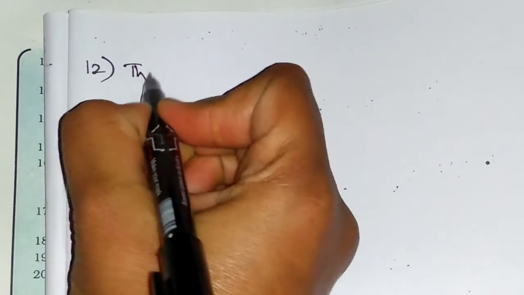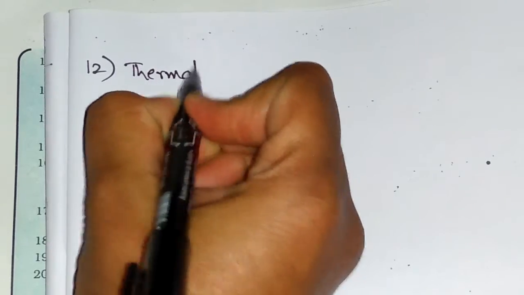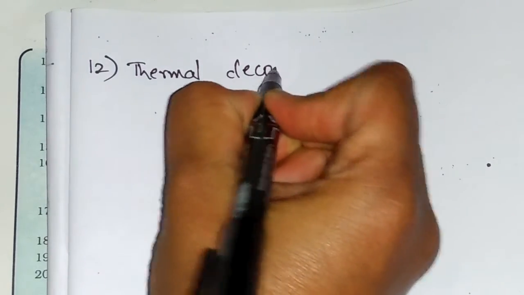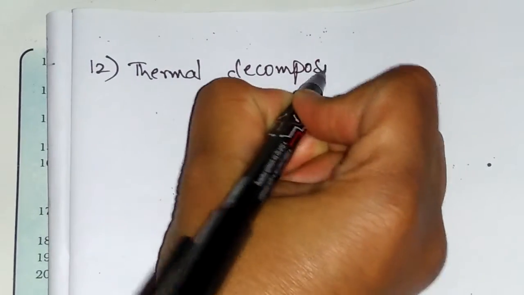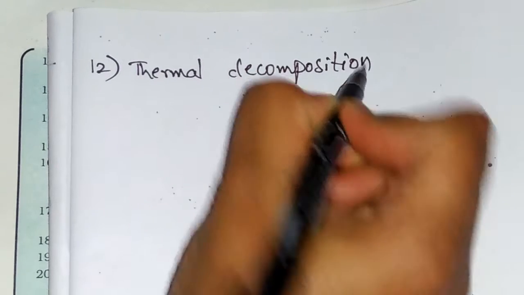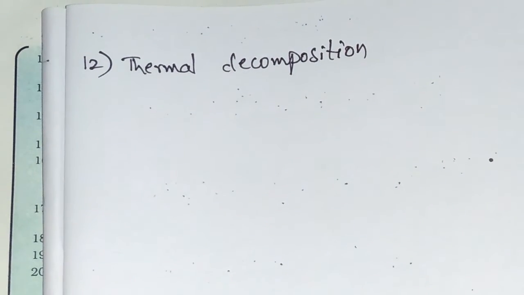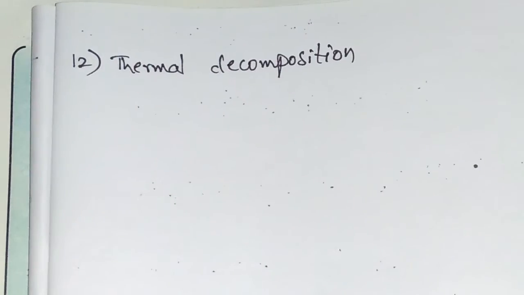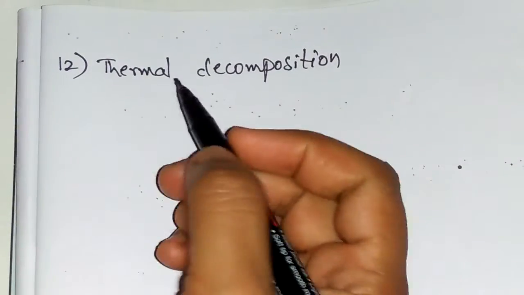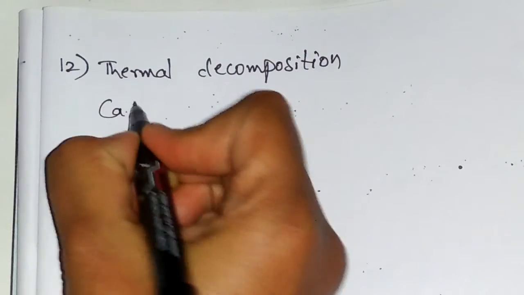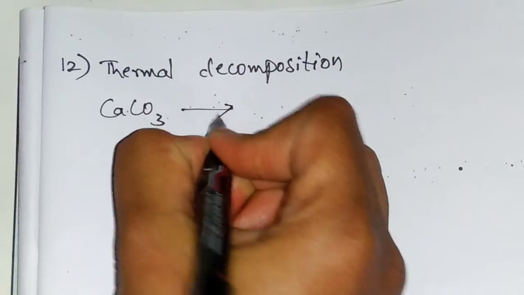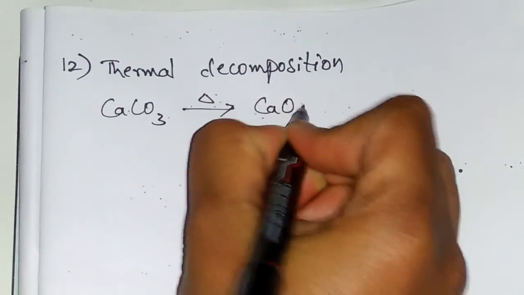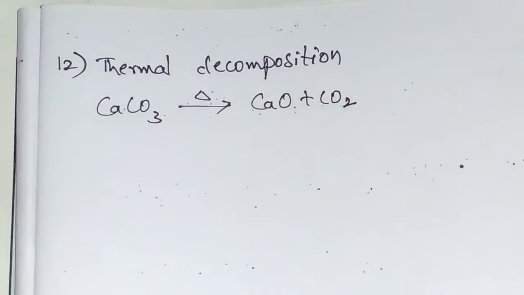So this reaction we can call it as thermal decomposition reaction because it is taking place in the presence of heat and it is a decomposition reaction. That's why we can write the word as thermal decomposition reaction. So for this example we can write calcium carbonate on heating forms calcium oxide and carbon dioxide gas.